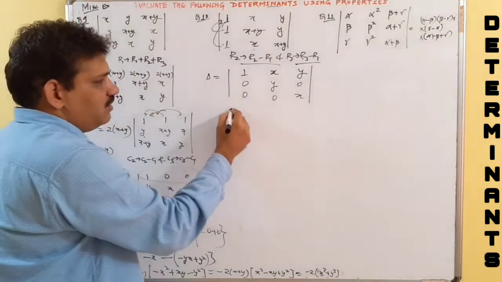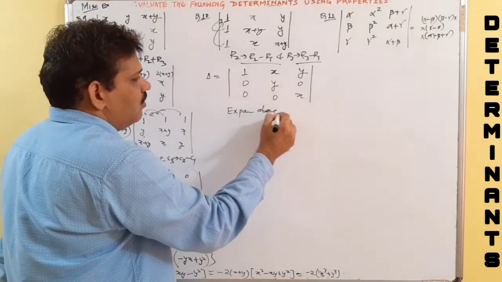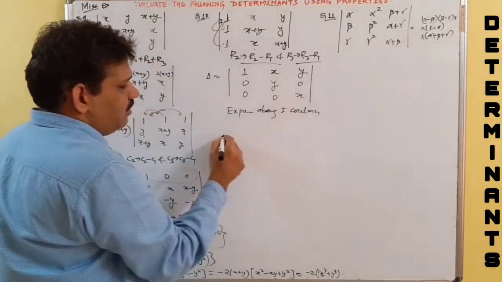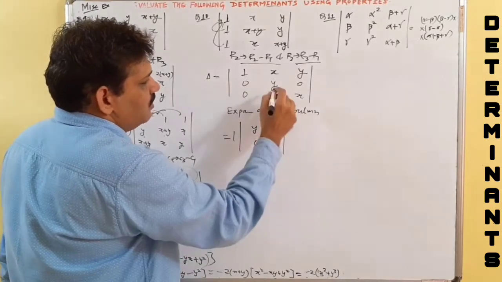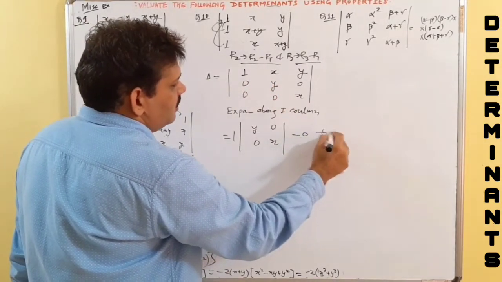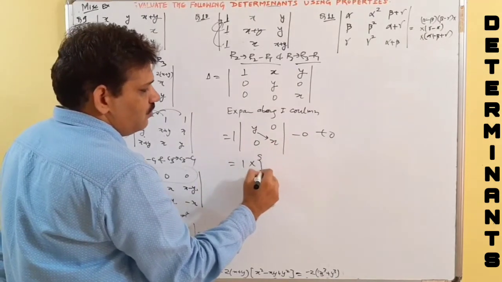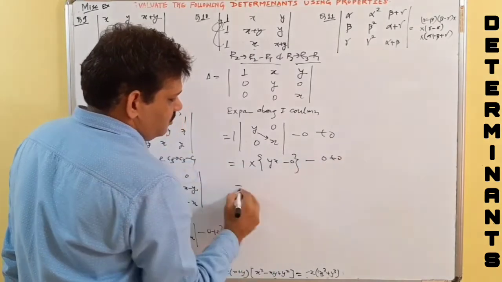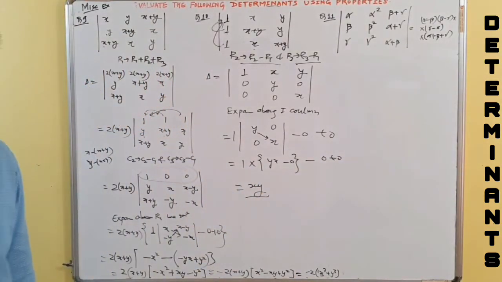Now on expanding along first column, what we get? 1 multiplied by y, 0, 0, x and minus 0 plus 0. What it gives? 1 into yx minus 0 plus 0, that is simply yx. Well, this is the answer.